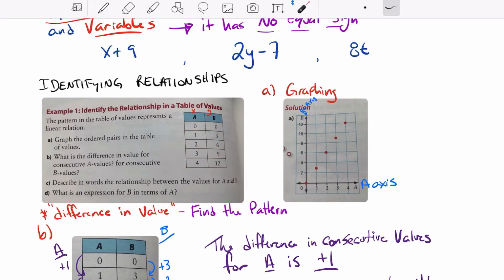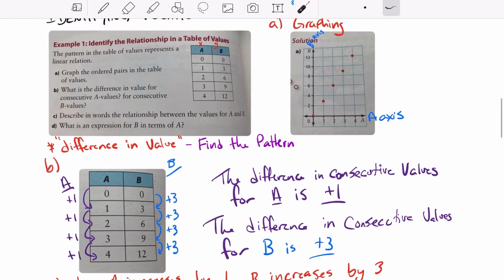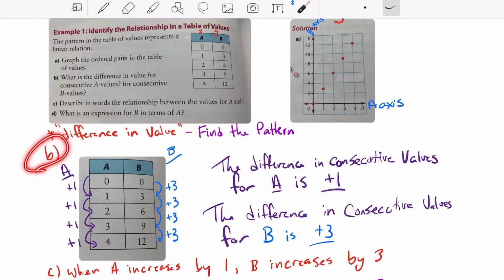The second question says, what's the difference in values for consecutive A values and for consecutive B values? You're going to see this in your textbook, so I just wanted you to know what that means. What is the difference in value for consecutive A values? Looking here, guys, this is how we answer the question. All this question is asking for is the pattern in the letter A part of the table and in the letter B part. You're just looking for the pattern.